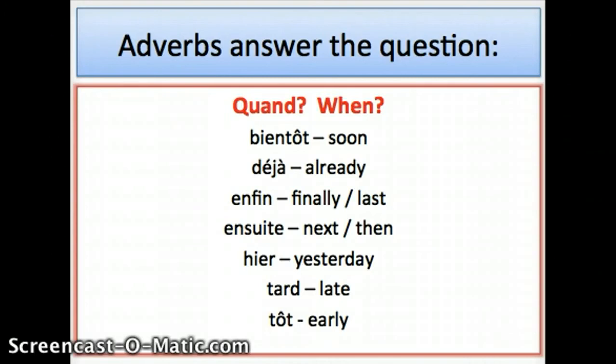So bientôt is soon, déjà, already, enfin is finally or last, ensuite is next or then, hier is yesterday, tard is late, and tôt is early. Now, of course, this is not a complete list. These are just some of the most common ones. Did any of those look familiar? I'll bet you that they did, and if not, then you can start practicing using them right away, and they'll make what you have to say in French much more interesting.